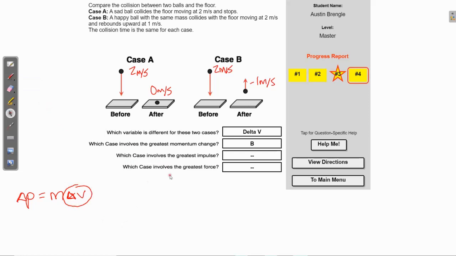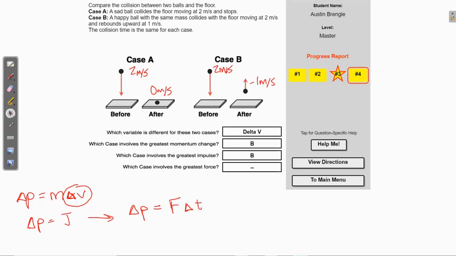All right, now it says which case involves the greatest impulse. Well, remember that change in momentum is equal to impulse. So if we just said that case B has a greater change in momentum, then it must also have a greater impulse, right? And then which case involves the greatest force? Let's again take this equation and rewrite it here as change in momentum is equal to force times change in time.